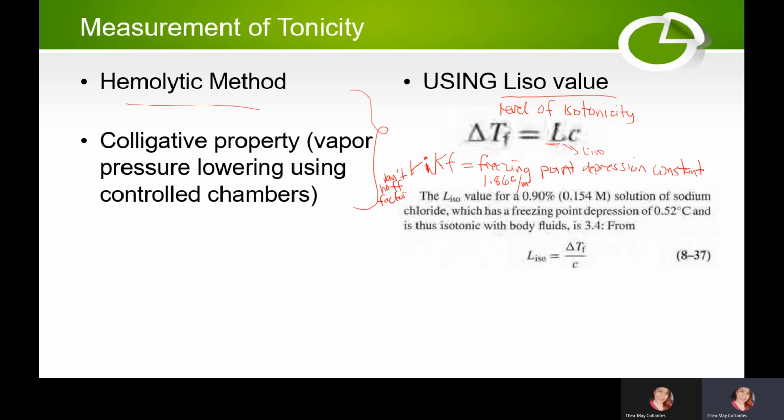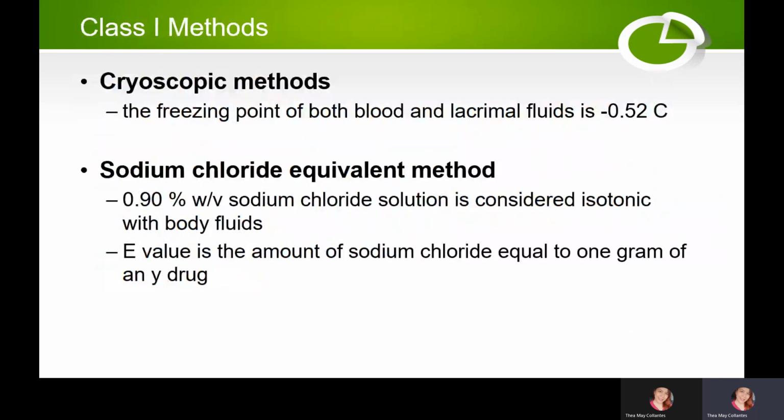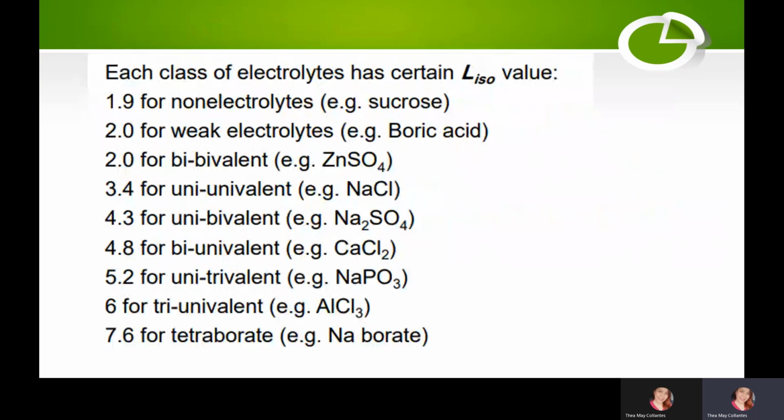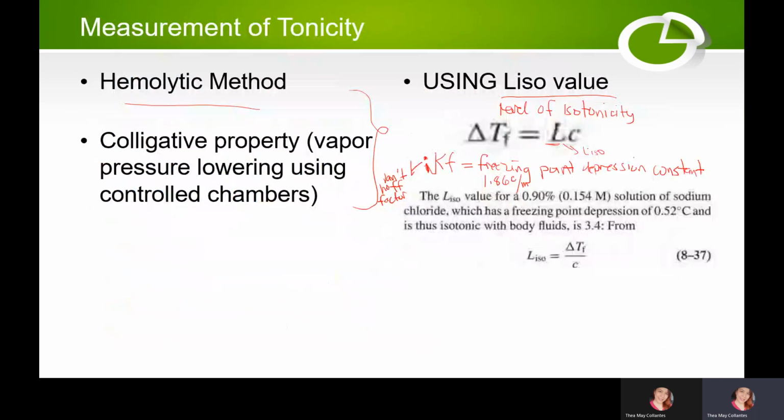Okay? So, miss, how do we use it? It is being used, so usually your LISO is just constant. It is given for almost all of your compounds, electrolytes or non-electrolytes. There is a table. Okay? So each class of electrolytes has a certain LISO value. So somehow you don't need to calculate for it, but I'm just letting you know what the purpose is.